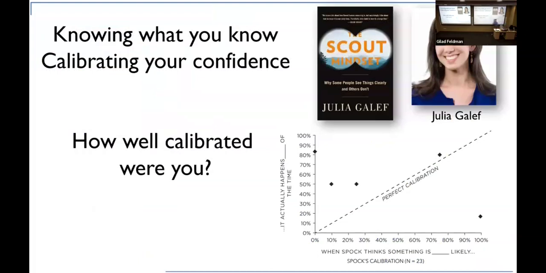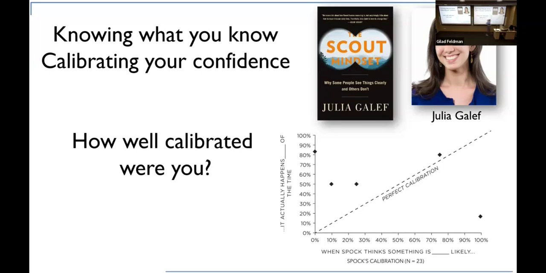And then she did exactly what you guys did. She took from all the TV series, after looking at everything that Spock did, she put this on this calibration to see whether he's perfectly calibrated or not. You can see over here that when Spock thinks that something is 100% likely, it only happens a certain amount of the time. So his calibration is really off.